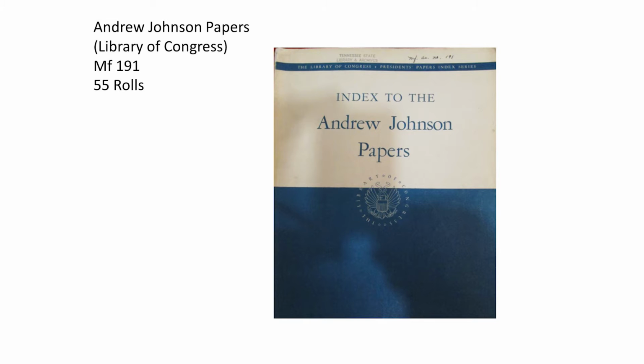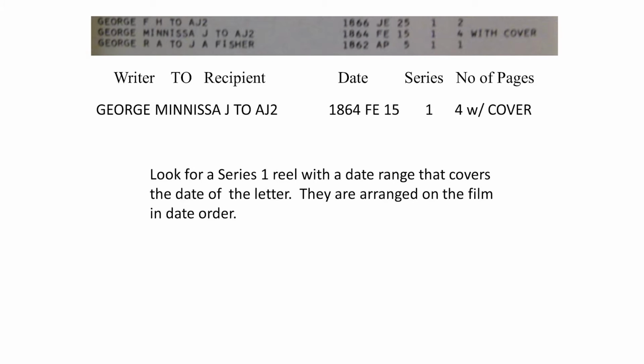It's in your handout, don't panic. Within that, I'm looking for a letter from Manissa George to Andrew Johnson. It's in Series 2, 1864, February the 15th. It's 4 pages with cover. So I'm going to look for Series 1, and it shows the date range. I'm actually going to look at the letter downstairs, so I can pull it up on microfilm.